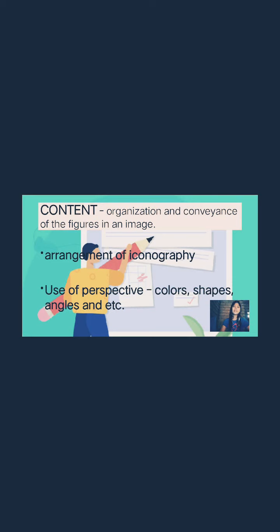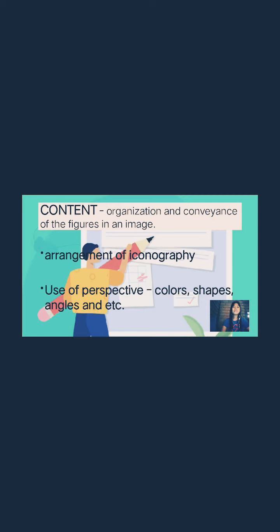Narrative can be implied or identified in a visual text by devices such as, first, the arrangement of iconography. What is iconography? Iconography refers to the visual images and symbols used in a work of art, or the study or interpretation of these artworks. And second is the use of perspective to provide essential focus, such as the use of colors, shapes, angles, light, and etc.